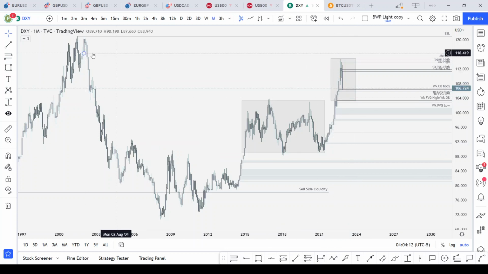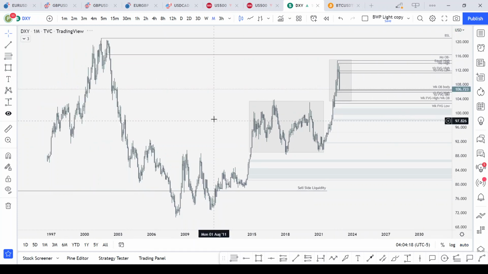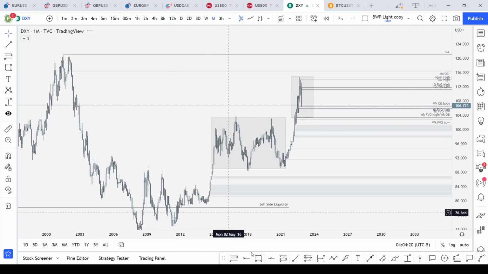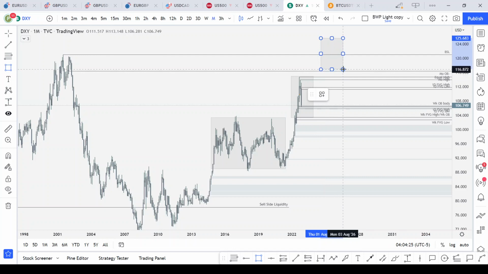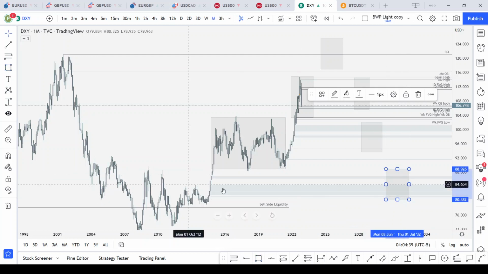This is a run to resistance, and then we will be anticipating smart money reversal at this level, and then we'll have accumulation, reaccumulation, and then distribution to fill this fair value gap.